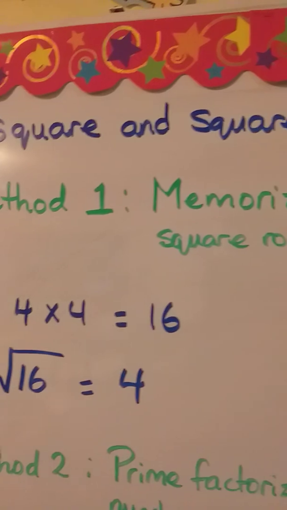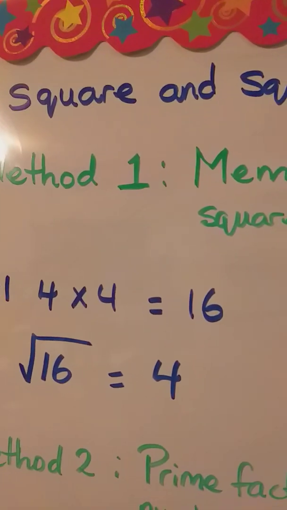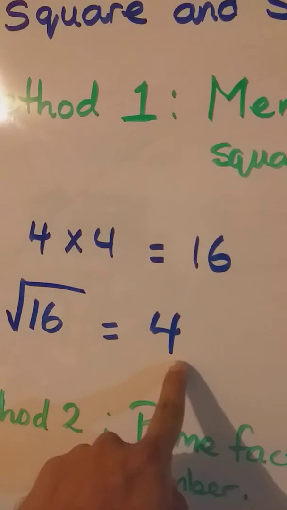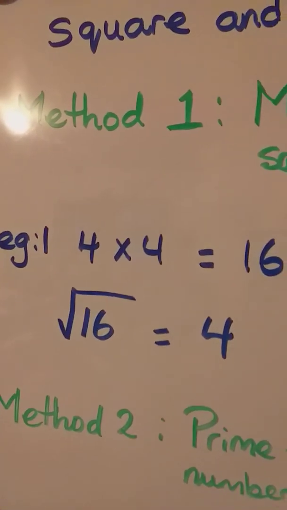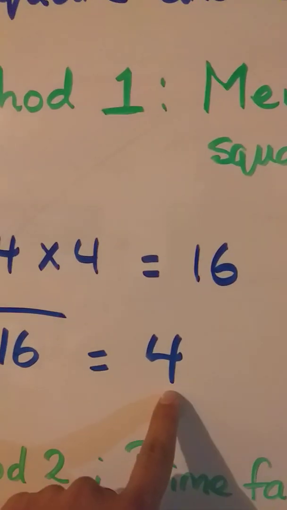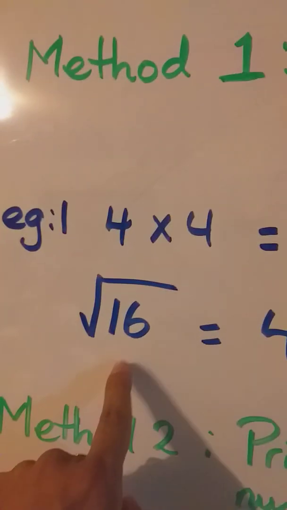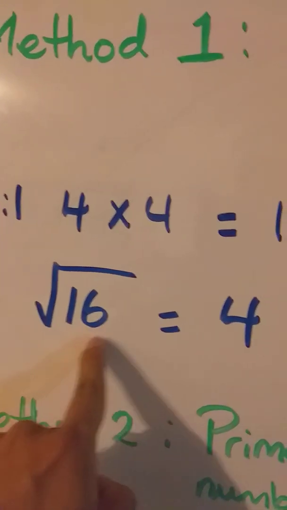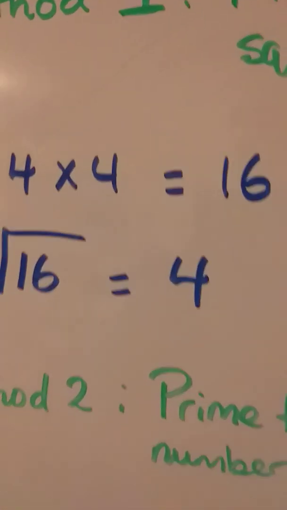That's all. So we know 4 multiplied by 4 is 16. Therefore, the square root of 16 is equal to 4. So square root means to find that original number that was multiplied by itself to give us 16. So here you can see the symbol again. The square root of 16 is equal to 4.